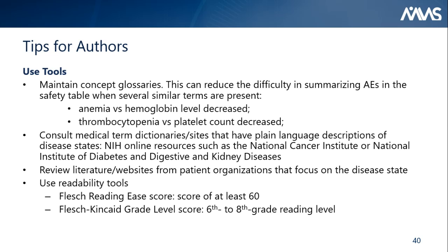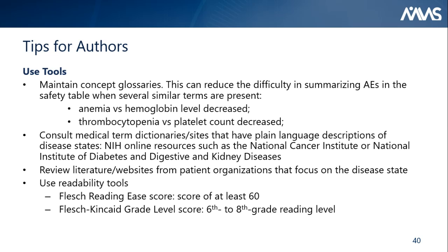We also utilize online resources that include medical dictionaries for lay readers, such as some of the ones that are available through the NIH, such as the National Cancer Institute or the NIDDK. And these resources can be particularly helpful in explaining disease states in simple terms. In addition to this, many advocacy groups and other patient-facing organizations also have high-quality websites and literature that can be referenced when trying to find plain language descriptions of disease and treatment options.